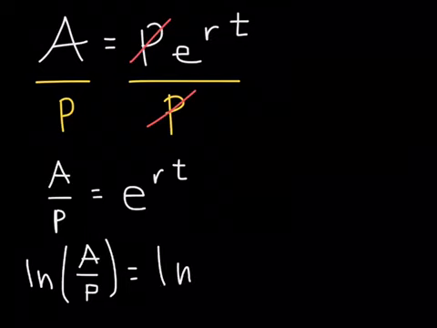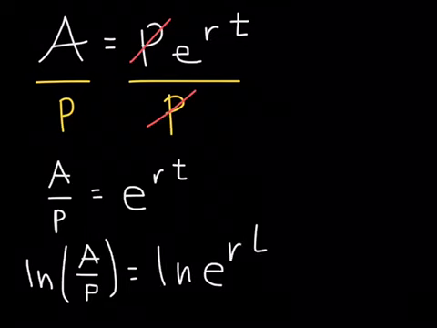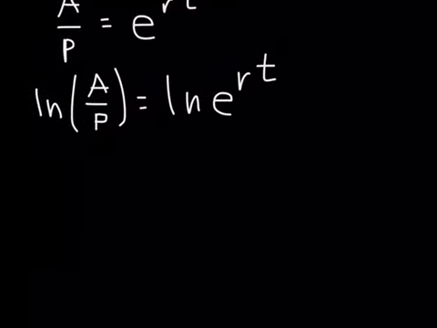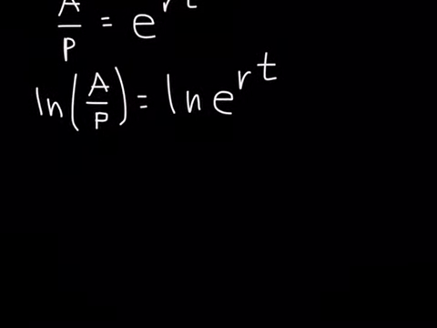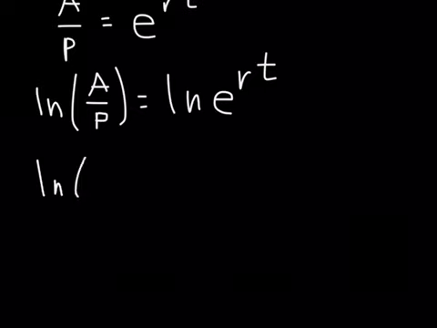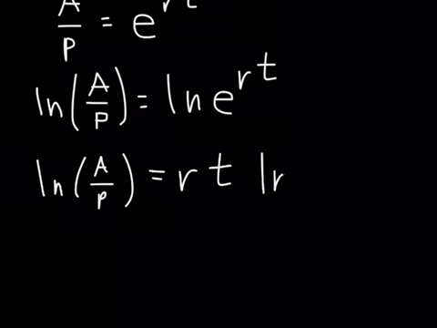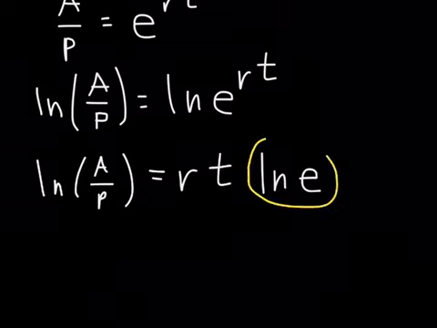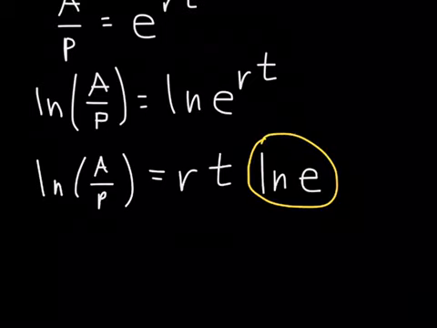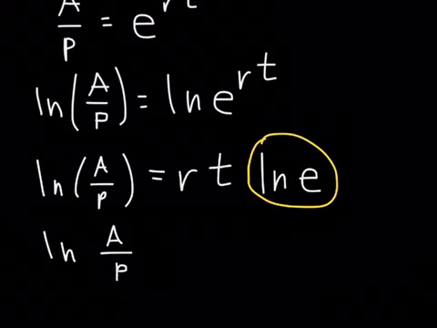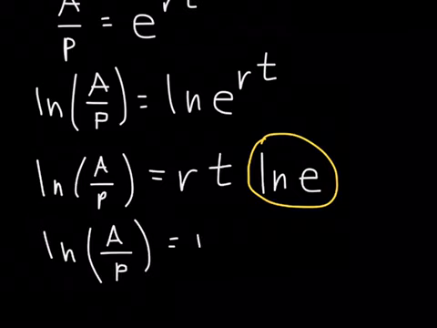Like this, right? And then the power can come down. So then you have the natural log of A over P is equal to R times T times the natural log of E. And don't forget that the natural log of E is just 1, right? So then the natural log of A over P is equal to R times T.